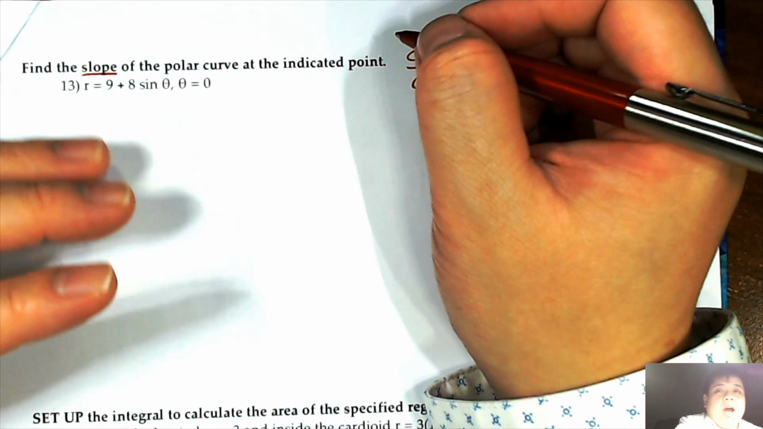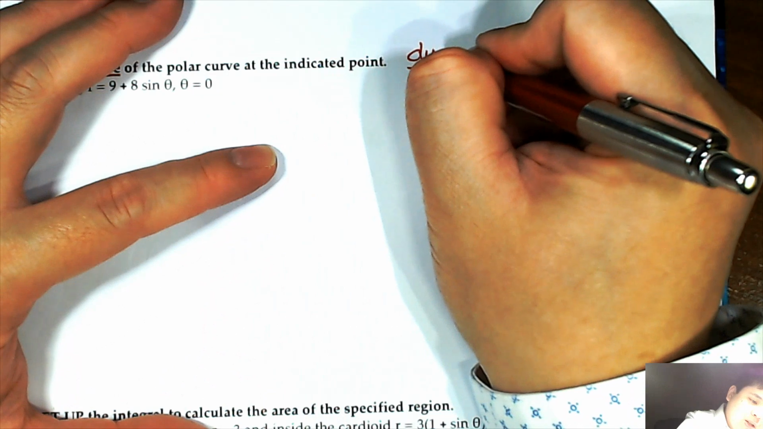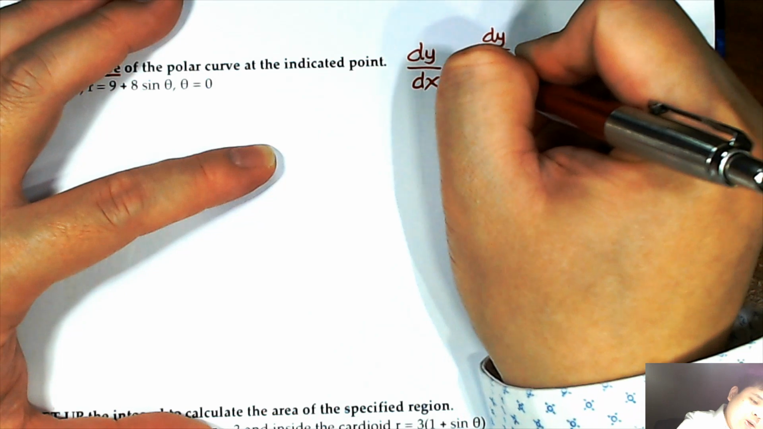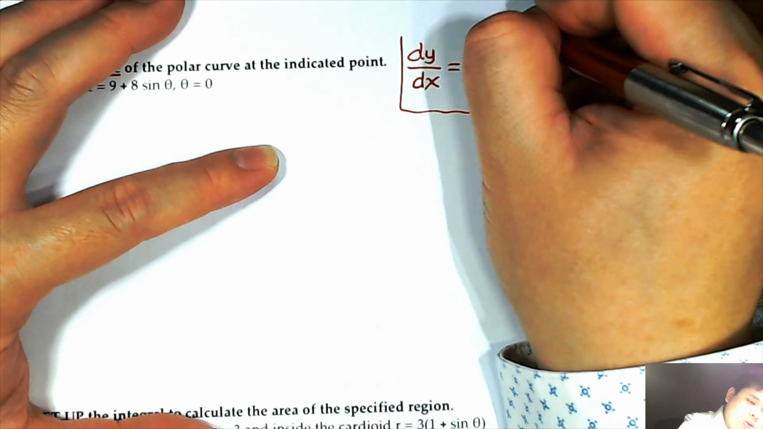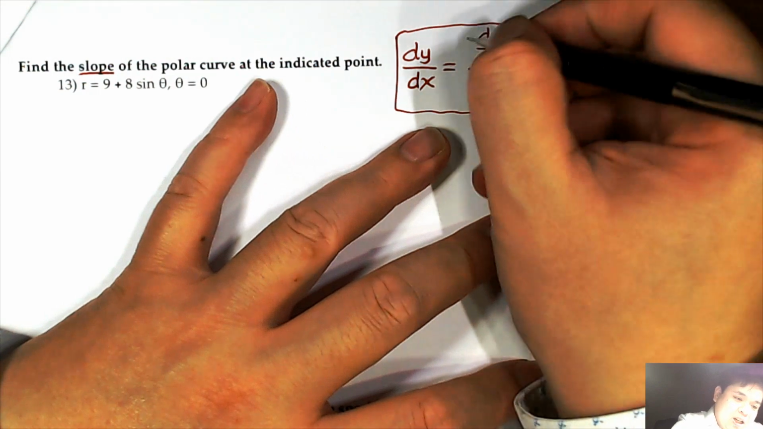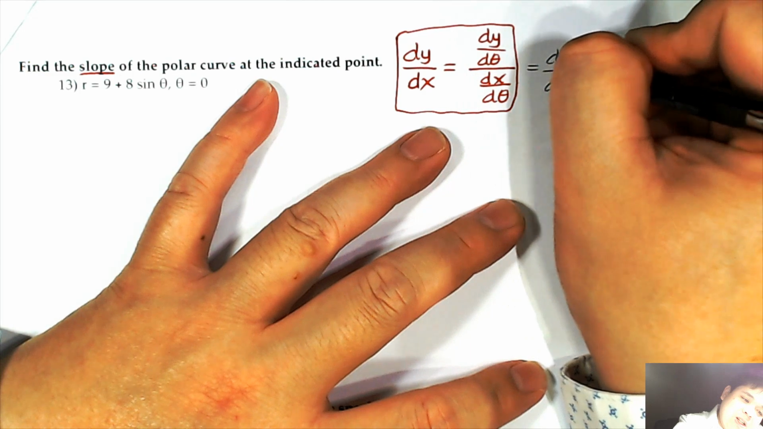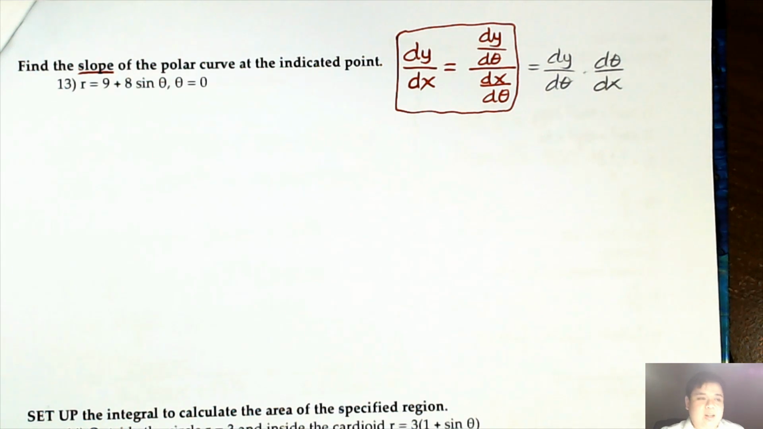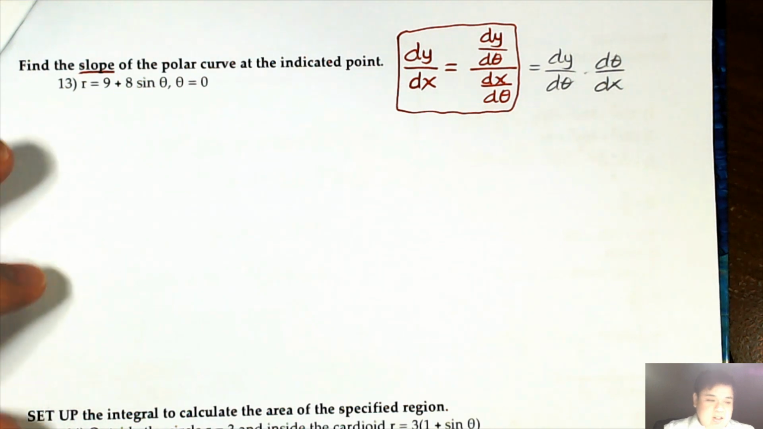Now the problem is both x and y are functions of theta, so we can say dy over d theta over dx over d theta. Of course, that's the formula we're going to use. We can also rewrite this, multiply by the reciprocal, if you will. So flip it, and we cancel dy by dx. So pretty much we're going to find dy over d theta and dx over d theta.